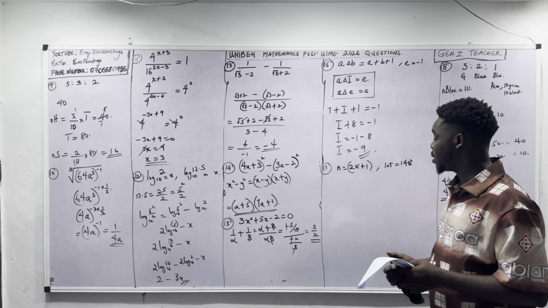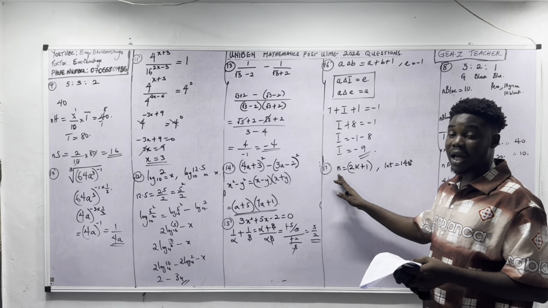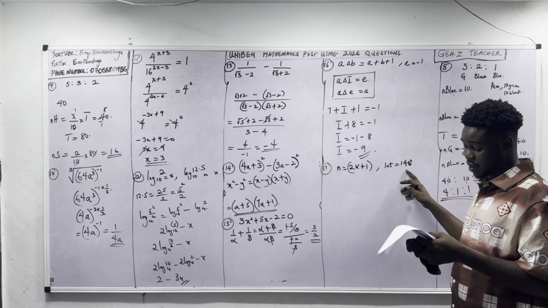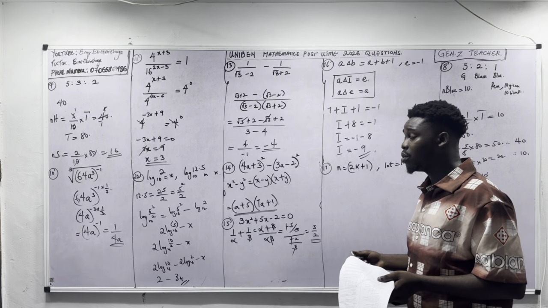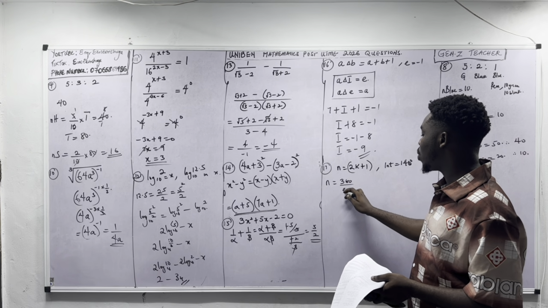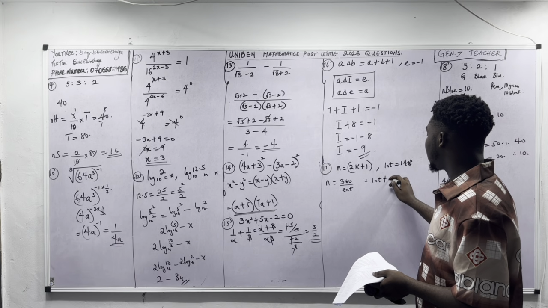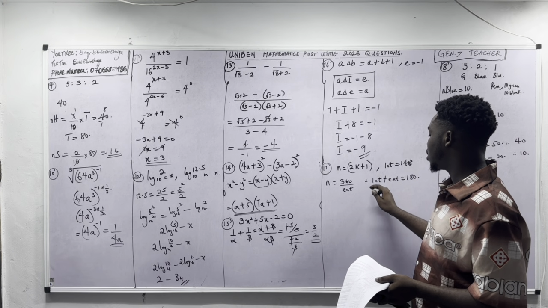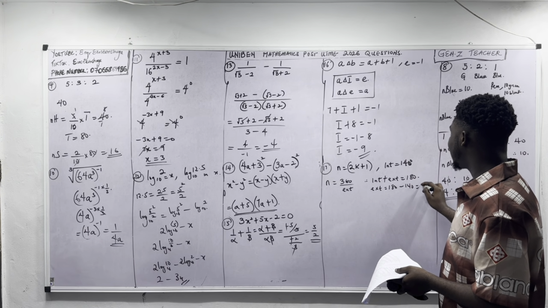Okay, number 17 says, a regular polygon has number of sides as 2k plus 1 and an interior angle as 140 degrees. Find the value of k. Now, for regular polygons, I'm sure you agree with me that the number of sides is equal to 360 divided by one exterior angle. And recall that interior angle plus exterior angle for all polygons must always give you 180. So from this question, our exterior angle is going to be 180 minus 140, and that should give you 40.